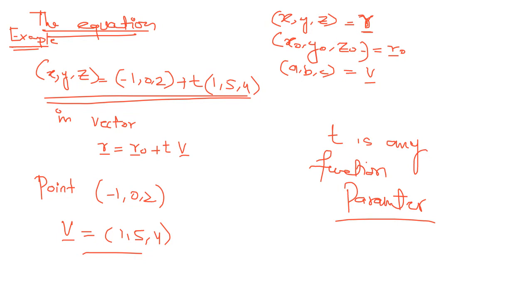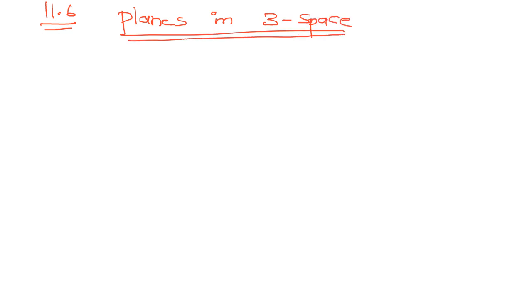Now, this is all about 11.5. Section 11.6 is about the plane in 3 space. What is the meaning of a plane in 3 space? This is x, this is y, and this is z.